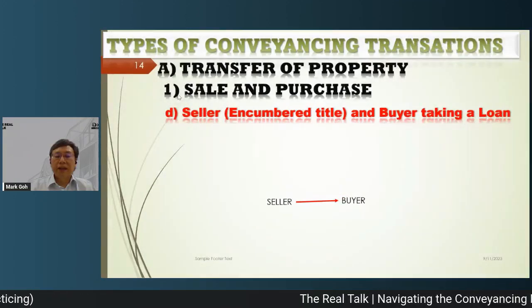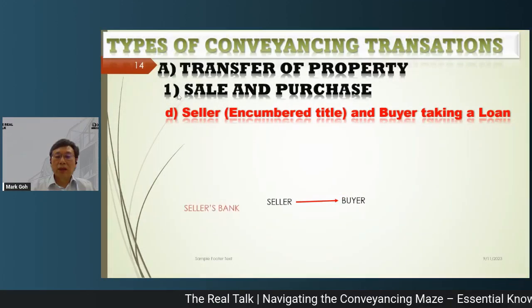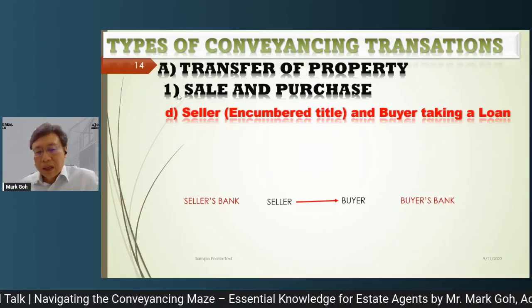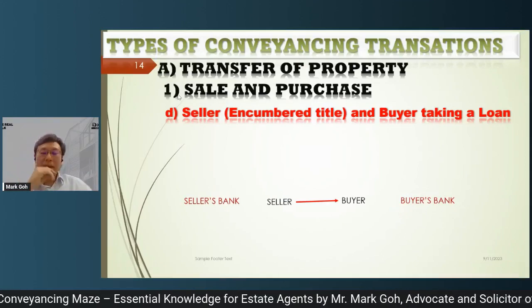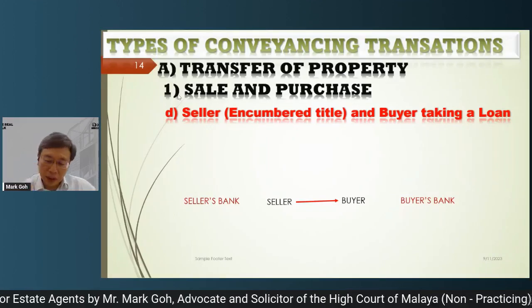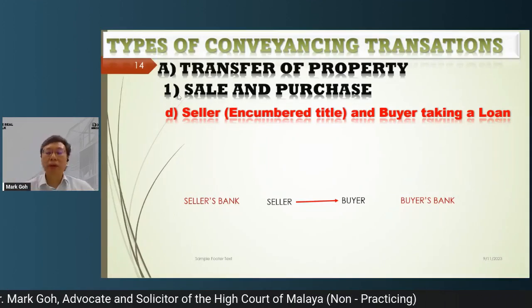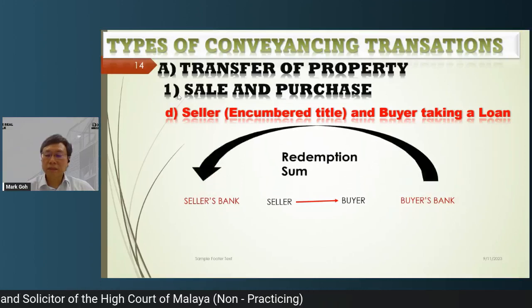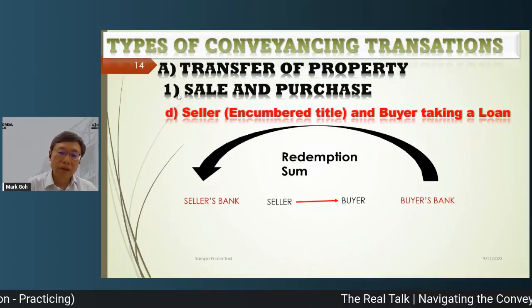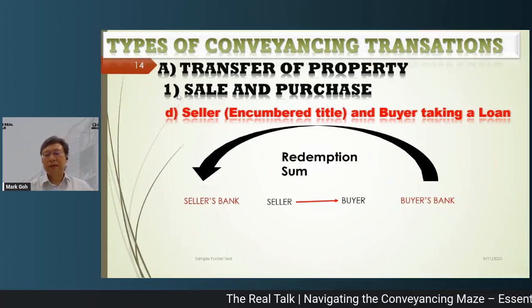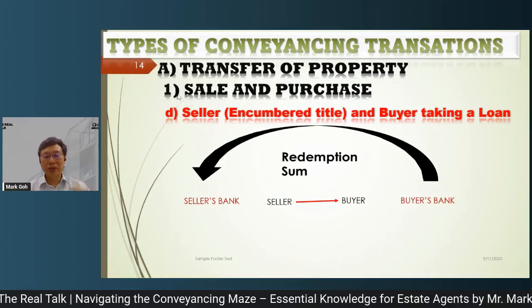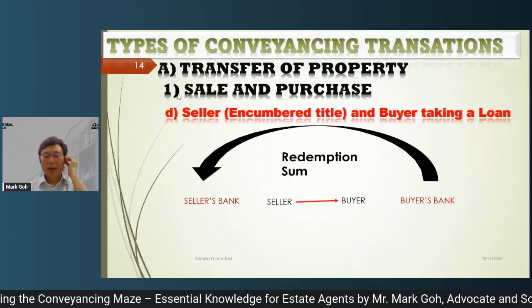And finally, the last one, the most complicated, is if you have 4 parties. Seller still owing money to the bank, encumbered, didn't pay off yet. Buyer wants to buy the property, needs to borrow money. So what is going to happen? Buyer's bank will write to the seller's bank. Let's say they agree a fixed amount. Let's put it at 100,000. Let's not change the amount, 100,000.